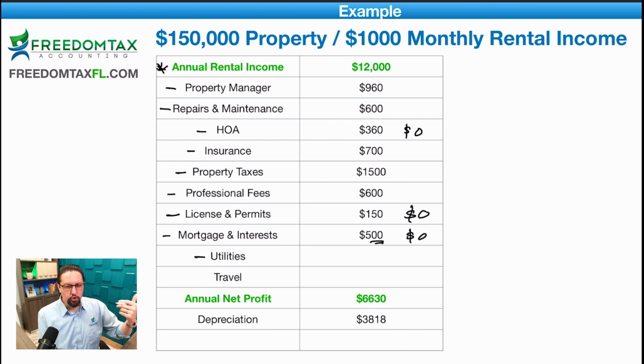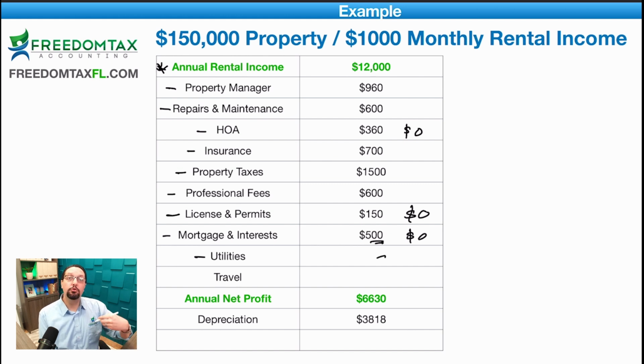Usually, the landlord or the owner of the property doesn't pay these. Usually, the people who are renting the property pay the utilities. So that's why I left this blank.